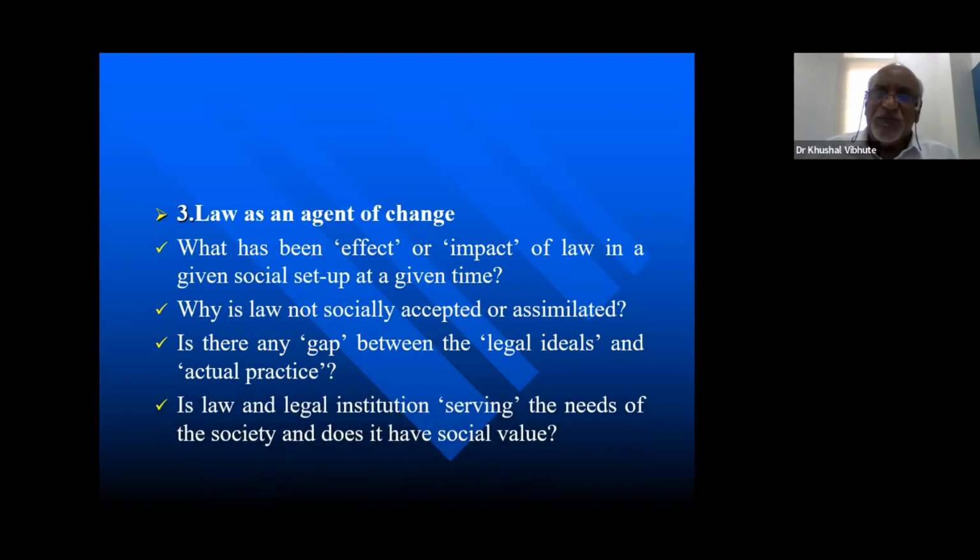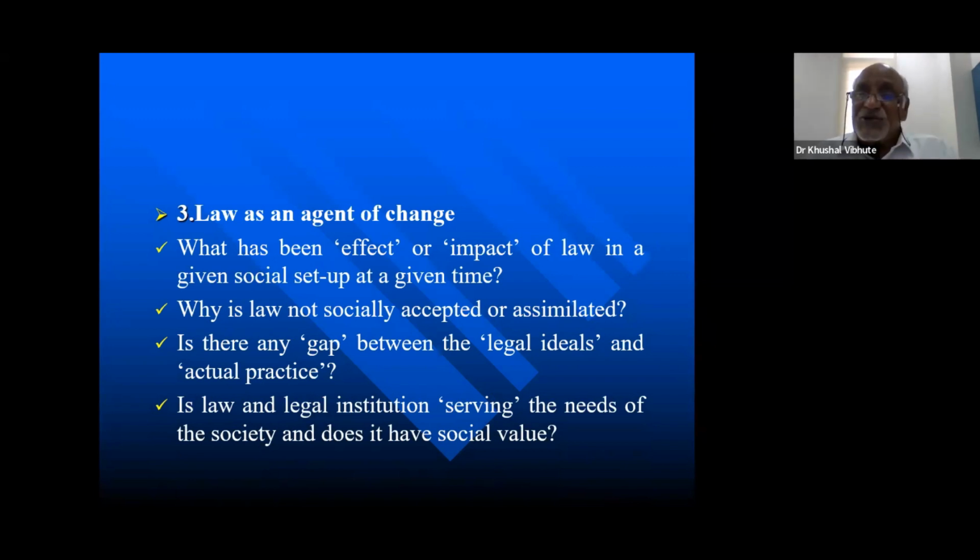Another legal fact could be that whatever institutions are being created by the lawmakers, are they serving the social needs, or have they become outdated? For example, the CVC was created initially.